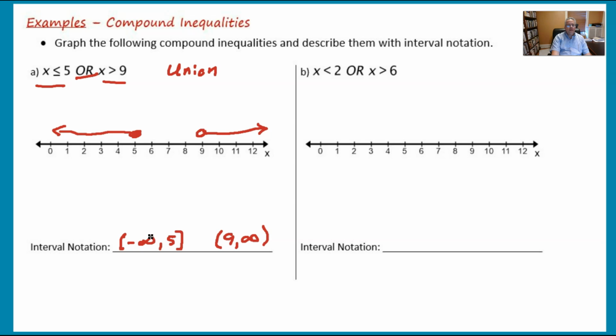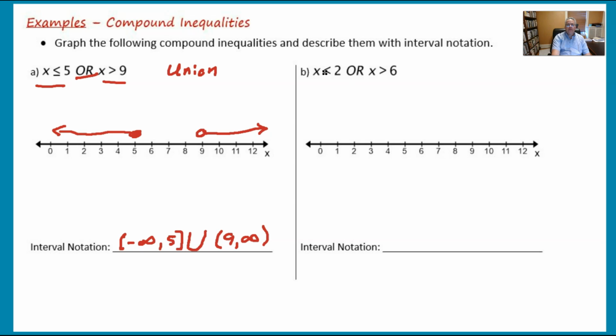Now, our set includes both of these, so what I'm going to do is put a union symbol. It's like a big U. A union symbol in between them. That's how we represent x is less than or equal to 5 or x is greater than 9 in interval notation. So notice in inequalities, we use the word or, and when we use interval notation, we use the union symbol. Union and or kind of go together.